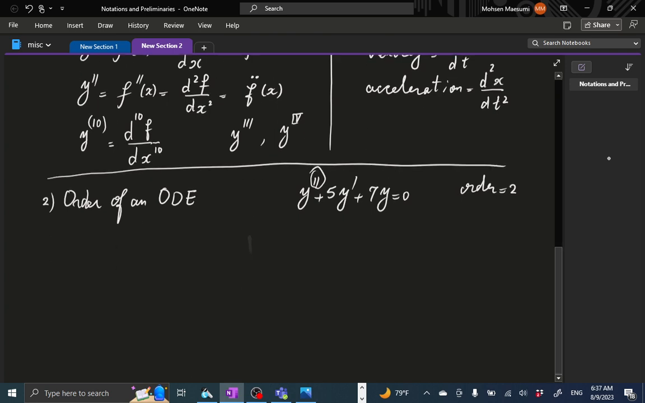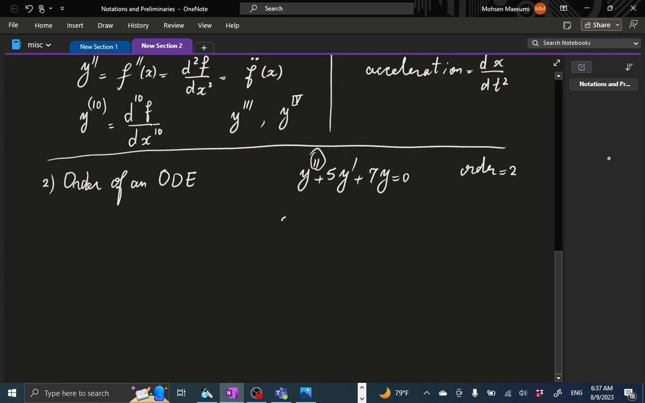Now let's write another one. I might have, like, x to the power of 10 y double prime plus 5 cosine of x y prime plus exponential of x times y is equal to, say, I don't know, say tangent of x.